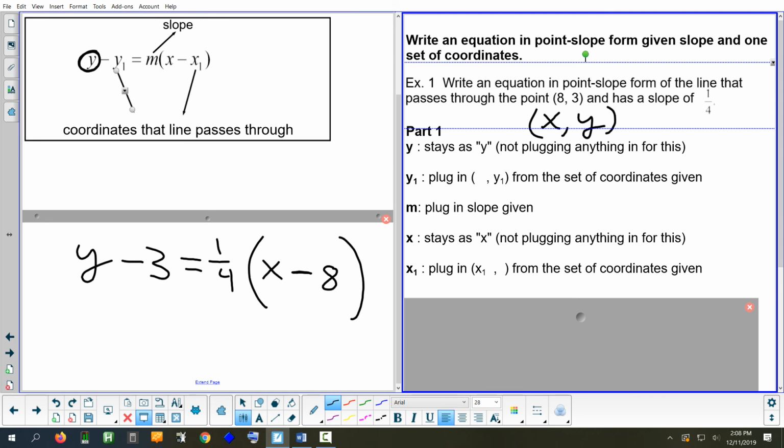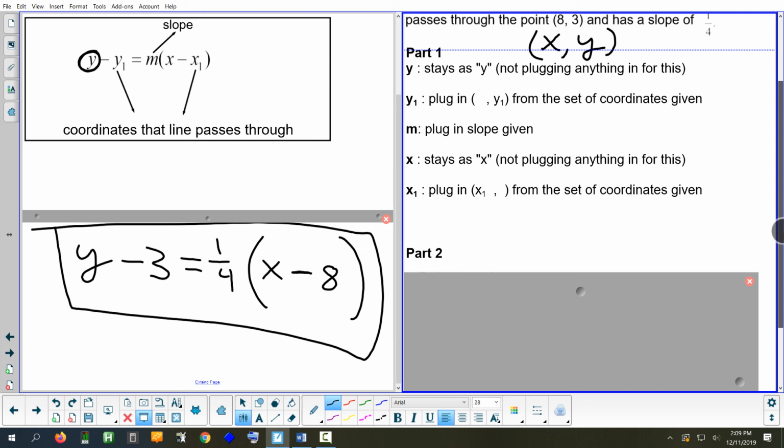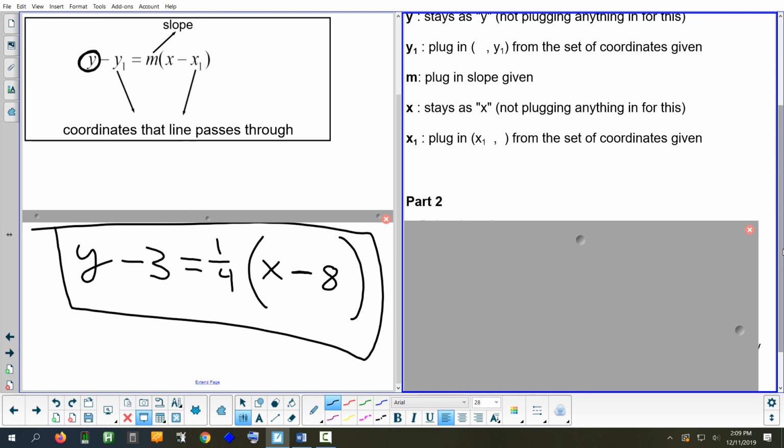Now, is what I wrote right here y equals mx plus b? No, it's not y equals mx plus b. This is point slope. Y equals mx plus b is called slope intercept. Now, they're not always going to ask you to do part 2. Part 2 is taking this equation that you did all the work for and getting it in y equals mx plus b. They're not going to ask you to do it on every problem.